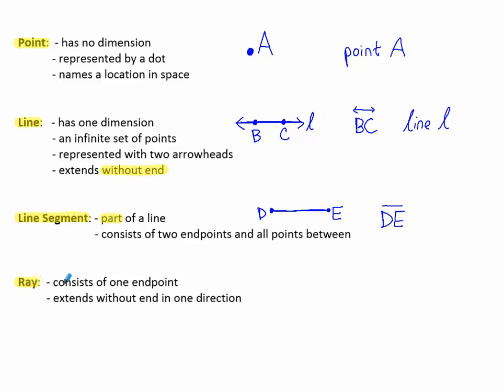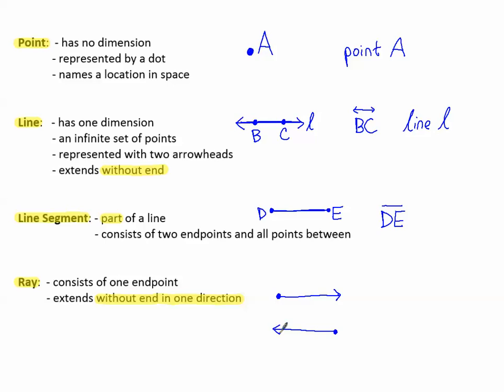A ray consists of one endpoint. It extends without end, but in one direction. Without end in one direction. So that's going to look like this: a point, with an arrowhead on one side. It doesn't matter which direction it goes. The endpoint could be on this side, arrowhead on this side.